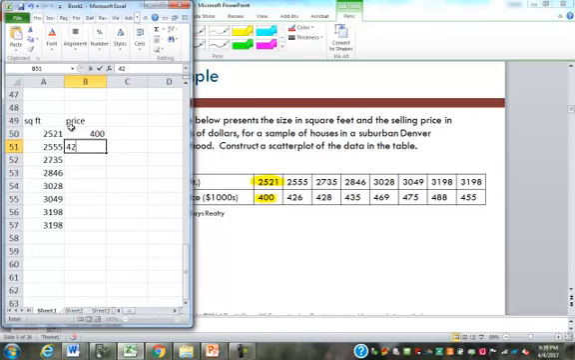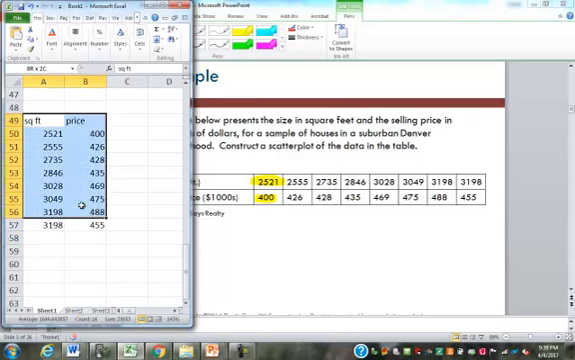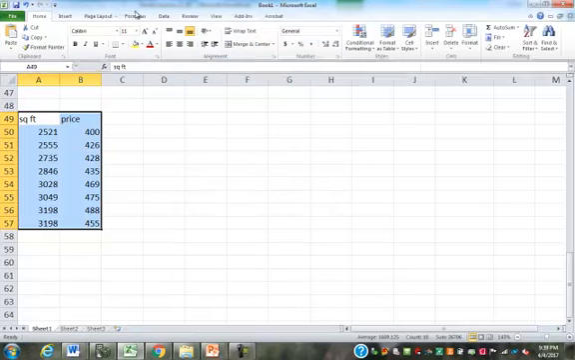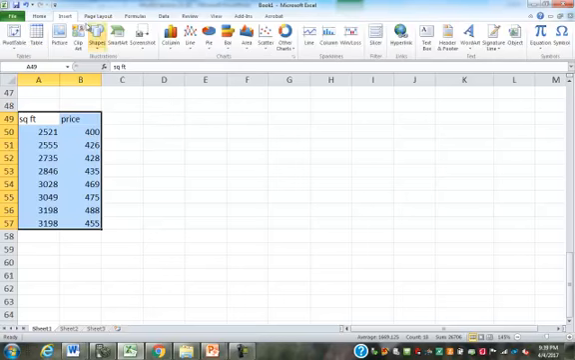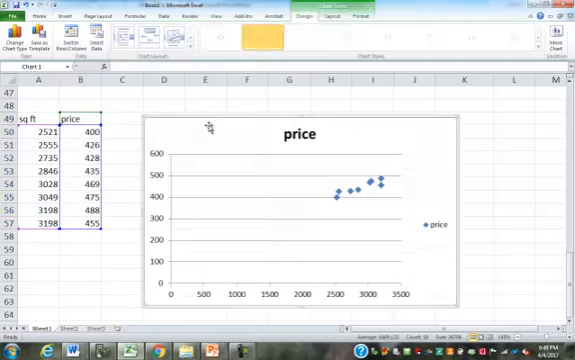400,000, 426, 428, 435, 469, 475, 488, 455. And it's really simple. We highlight both columns, including the title. We go up to insert, and we can go to Scatterplot. And we'll just select the first one as a Scatterplot.